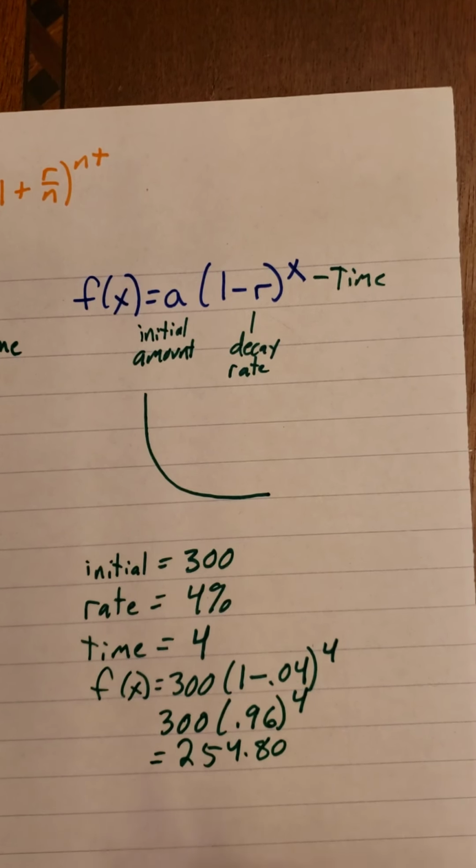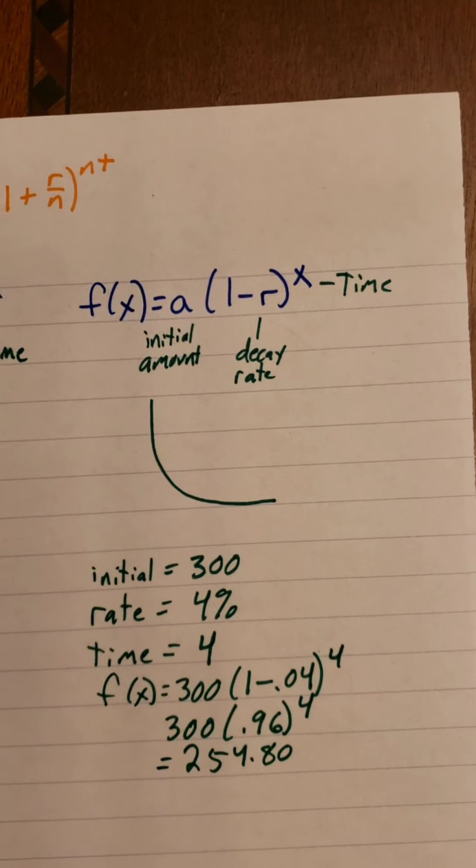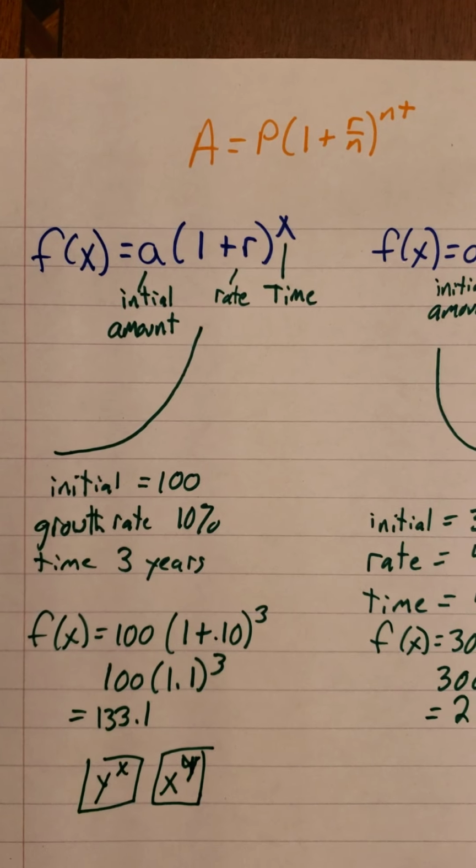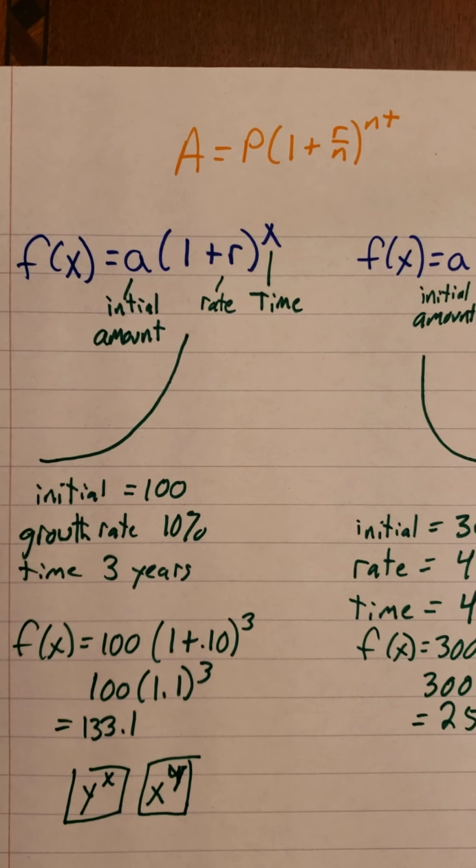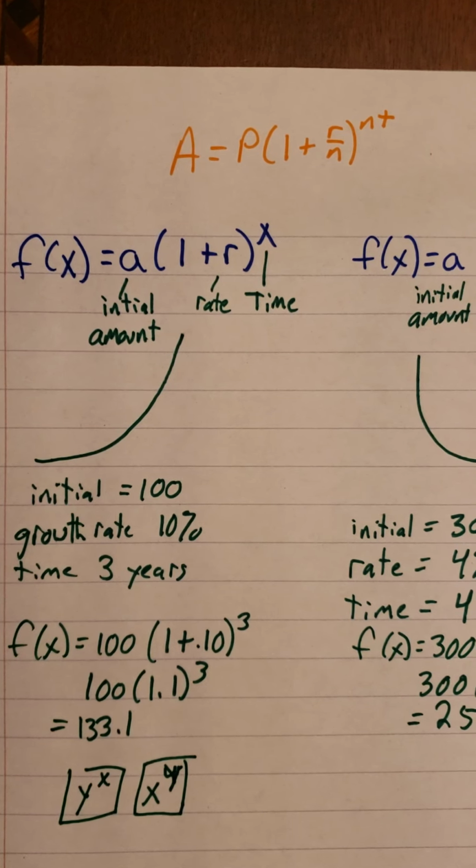Now, when you're working with growth and decay, this number should be smaller than whatever you initially had. If you ended up with more, you didn't do something right. Same way with growth, we ended up with a number 133 that's bigger than the initial amount. That goes and proves that things are growing.